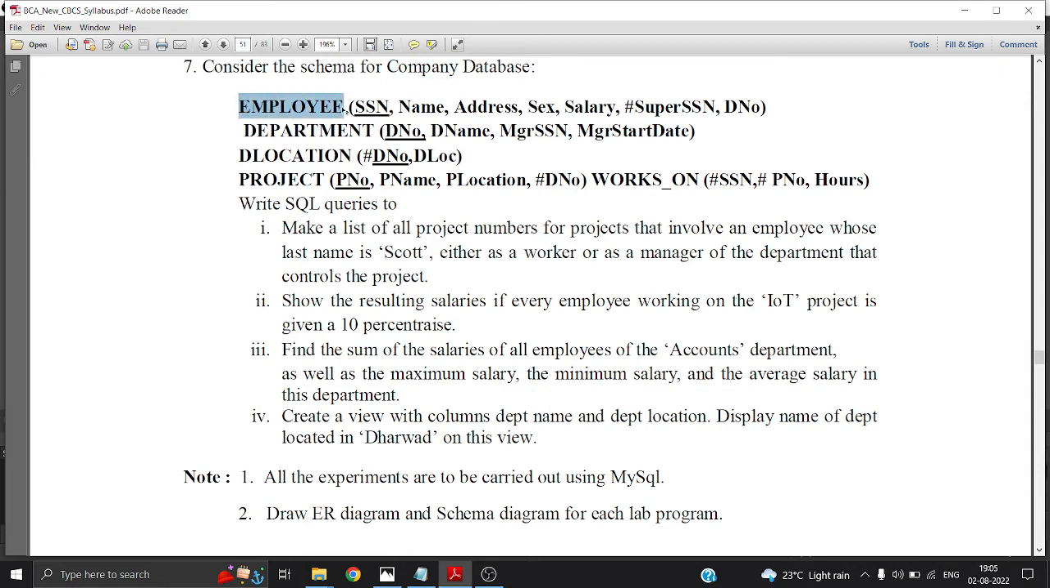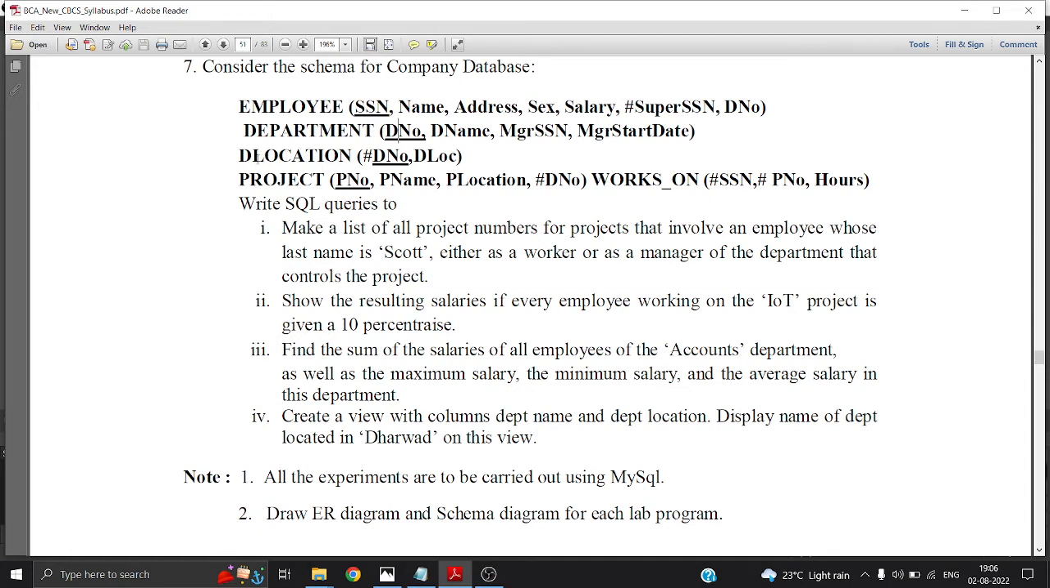First we will see employee. As the name itself says, this table maintains the information about the employee like SSN, that is social security number, followed by name, address, sex or gender, salary, then the supervisor of that employee, followed by the department number for which an employee works. Then we have the information about department. In the department, as usual, we maintain the department number followed by department name, and manager for that department followed by manager start date. These are the details about department.